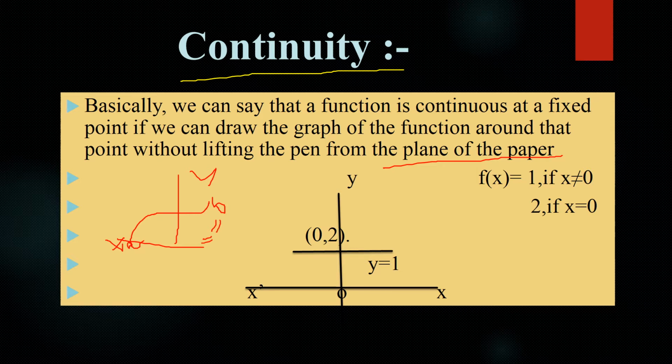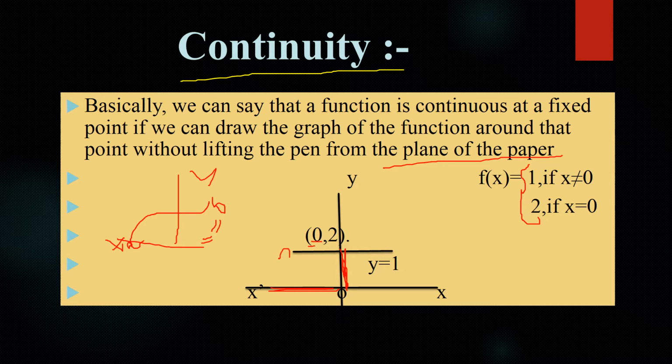Now in this graph, f(x) equals 1 if x is not equal to 0, and f(x) equals 2 if x equals 0. So when f(x) equals 1, then what is y? y is also 1. So y is this 1. Again, if x equals 0, then y is 2, here at the point (0, 2).